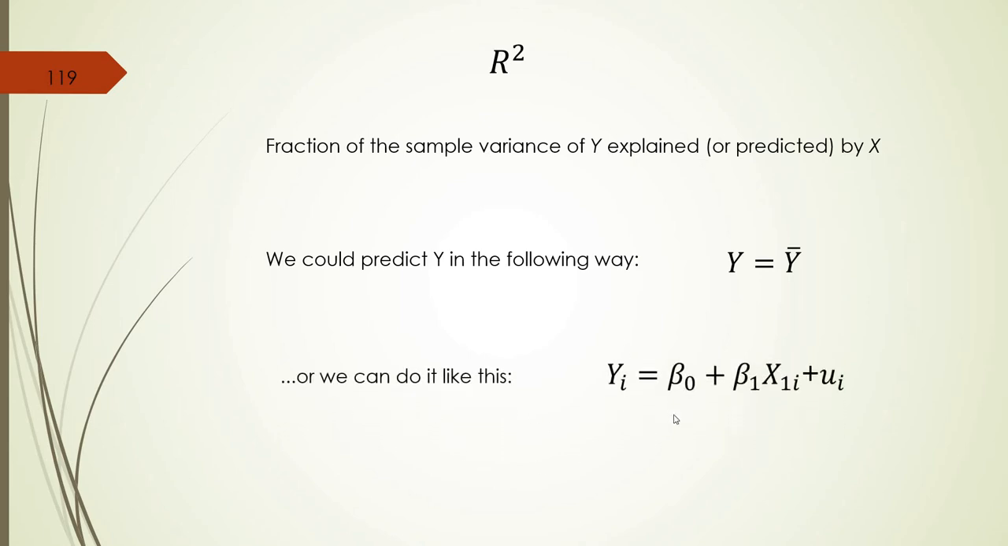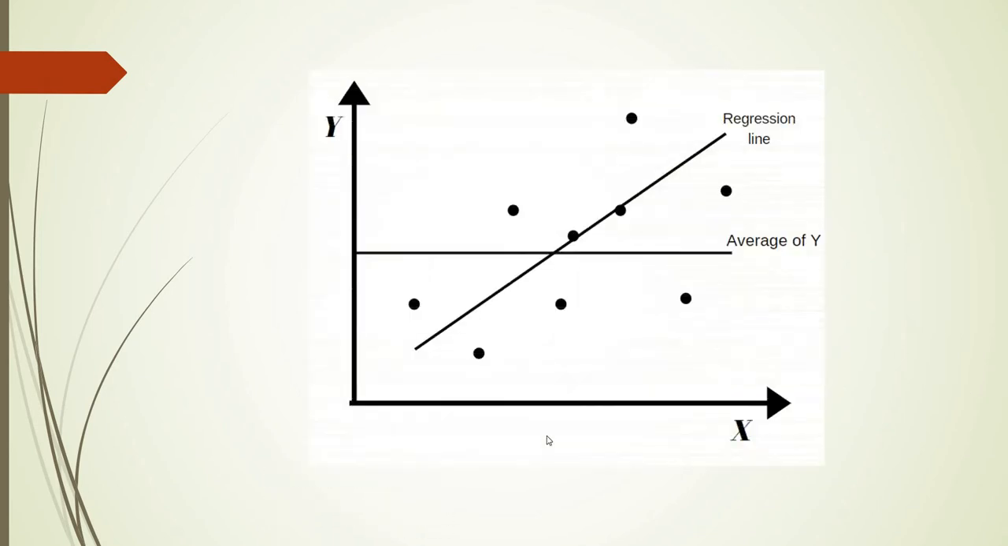We can do it also like this, by implementing the ordinary least squares method and then developing the equation. So what do you think is more precise? Of course, the second one is much more precise because it follows the variations of your data much better. You can see that in the picture also.